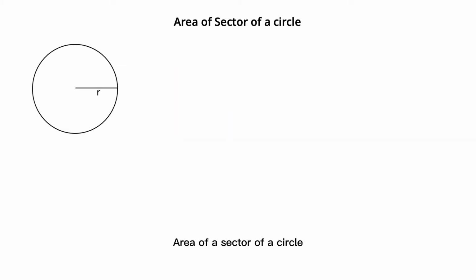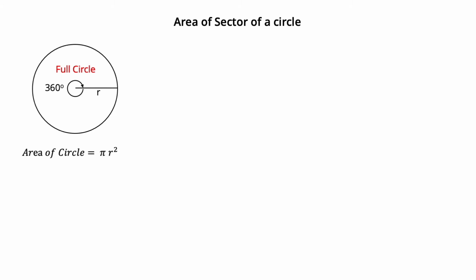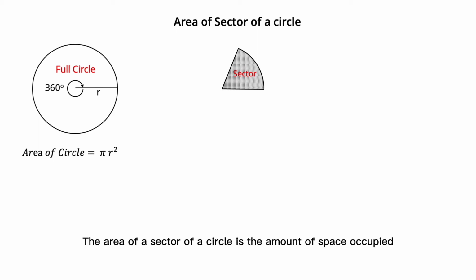Area of a sector of a circle. Recall that the angle of a full circle is 360 degrees, and that the formula for the area of a circle is pi r squared. Now, we are going to learn the area formula of a sector. What is the area of a sector? The area of a sector of a circle is the amount of space occupied within the boundary of a sector of a circle.